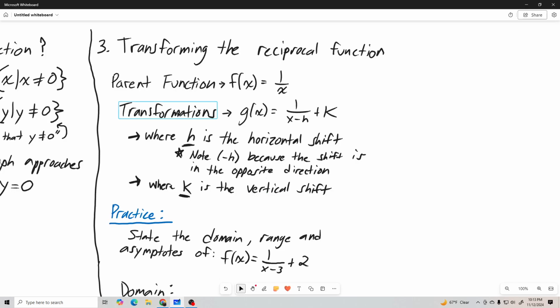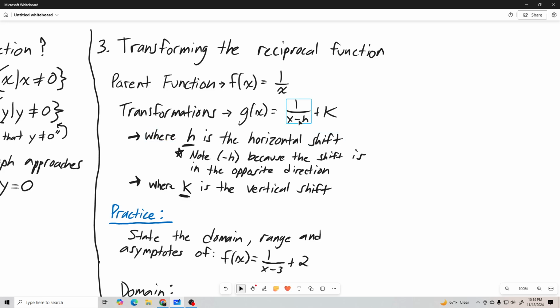So, transformations. If we have a function f of x and we are transforming it into g of x, the function is this: 1 over x minus h plus k. You'll notice that h and k are letters we've seen before. They're the exact kind of shifts that we had when we did polynomials and quadratics. It's always the same. So h is going to be our horizontal shift.